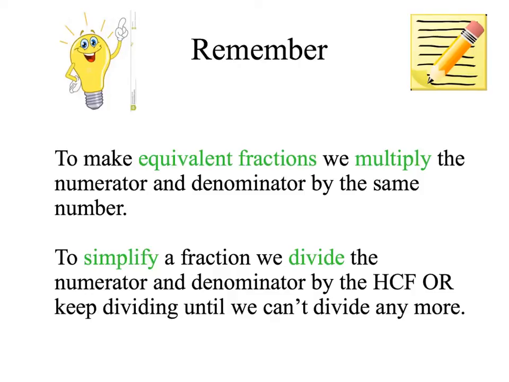And to simplify a fraction, you're basically doing the reverse. So you're dividing the numerator and the denominator by the highest common factor, or you can just keep dividing until you can't divide anymore to get into its lowest form, or its simplest form. Okay, so to make equivalent fractions we multiply, to simplify we divide.